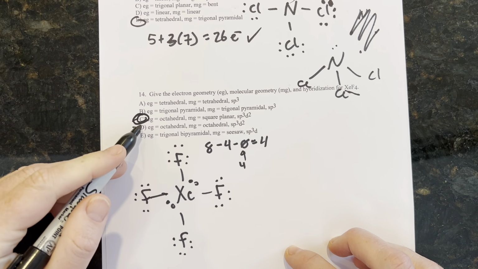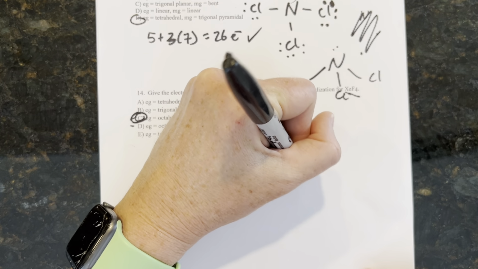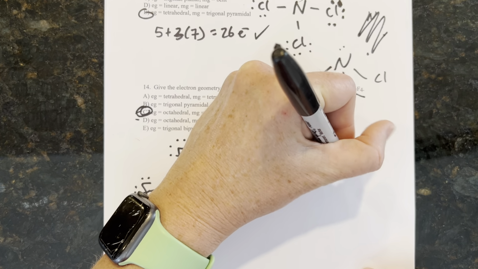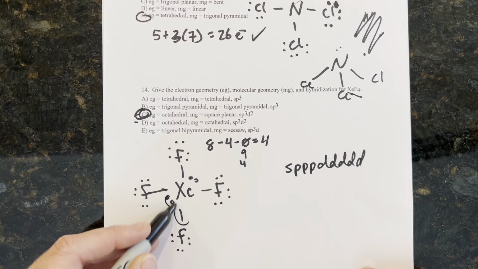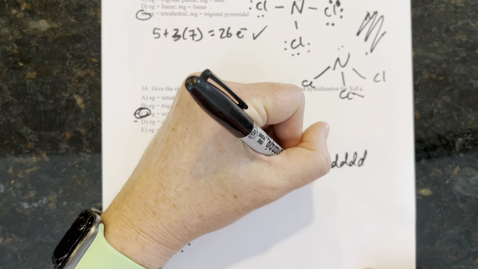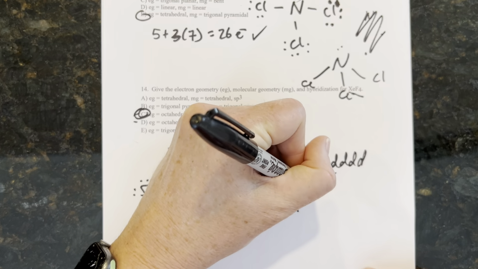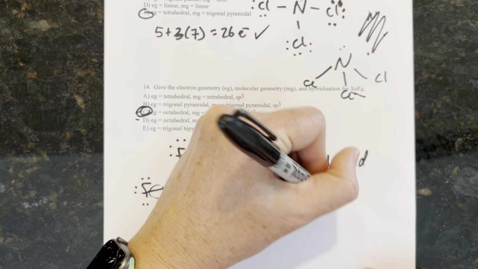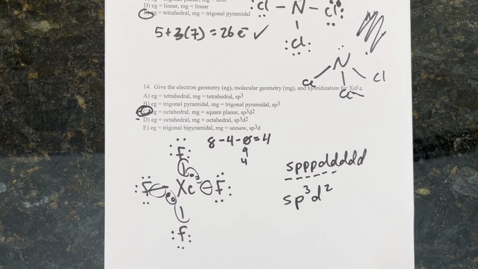This would be our only option that works, but let's look at the hybridization. It's s, p, p, p, d, d, d, d, d. And we've got 6 electron groups around it. I went through an s, 3 p's, and 2 d's in order to get that. And that is why C is definitely your answer.